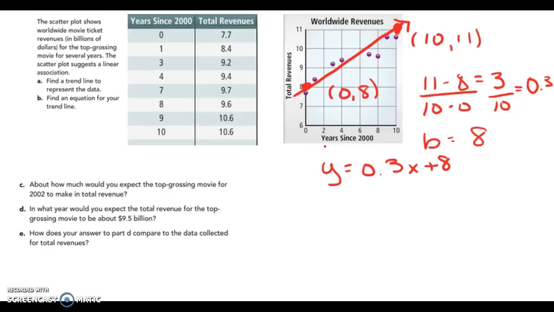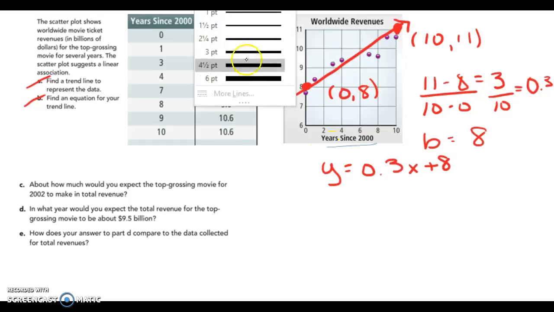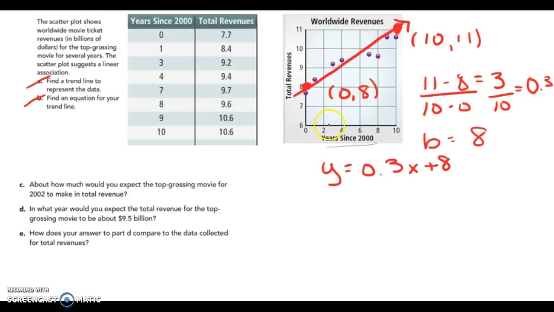Now as I'm looking at it, I've done the first one, found the trend line, and then I found an equation for my trend line. So now I'm going to see what is C: about how much would you expect the top grossing movie for 2012 to make in the total revenue. Well, as I'm looking at what my numbers are, this is the year since 2000. So if I'm looking at 2002, that's going to be 2 years since 2000. So I want to know what it will be when x is 2.